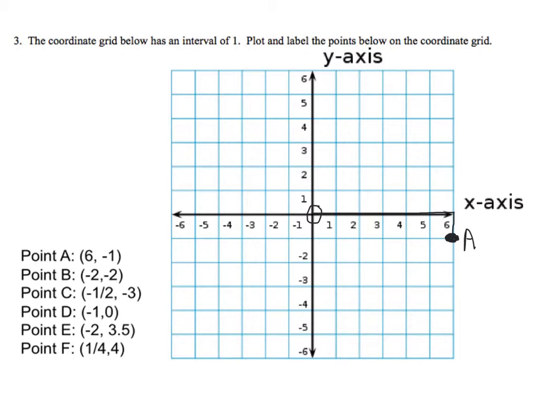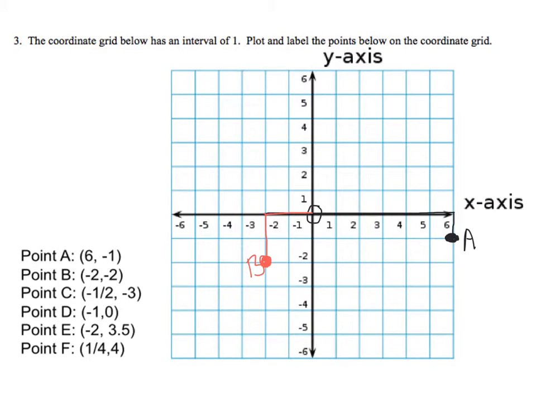Next one, point B, I see that they're both negative. So again, going back to the origin, I'm going to travel to -2 on the number line. And then I need to go to -2 on the y-axis as well. So I'm going to go down 2 from there and make another big point. That's going to be point B.